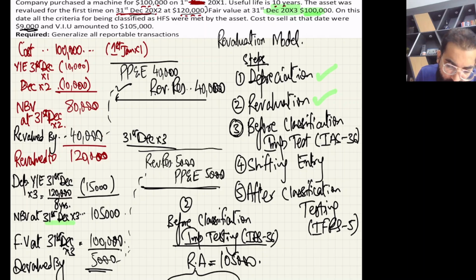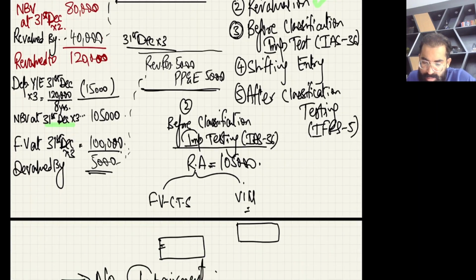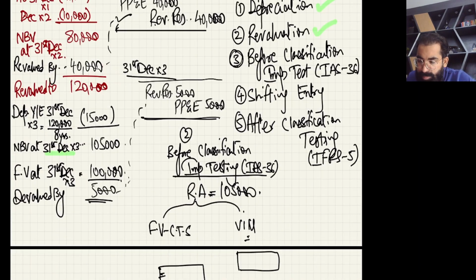On this date, all the criteria for being classified as held for sale were met by the asset. Cost to sell at that date was 9,000, but VIU is 105,000. Okay, so if you see step number 3.